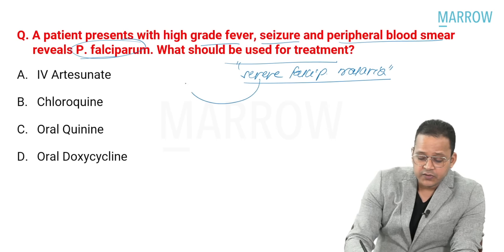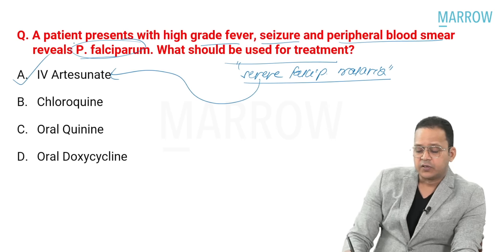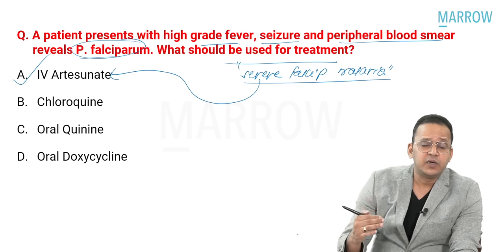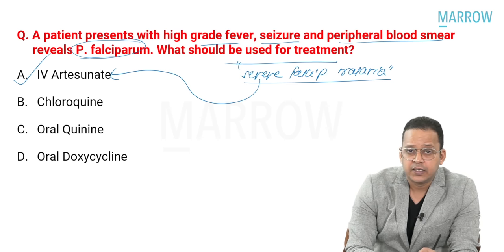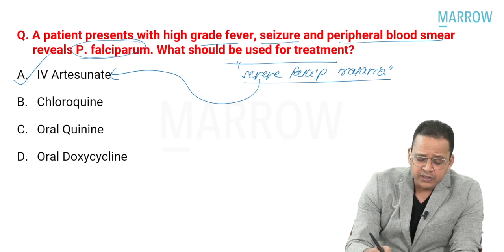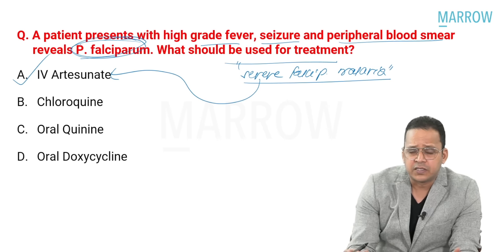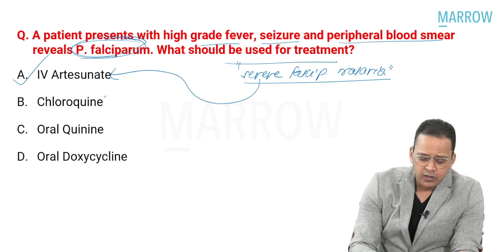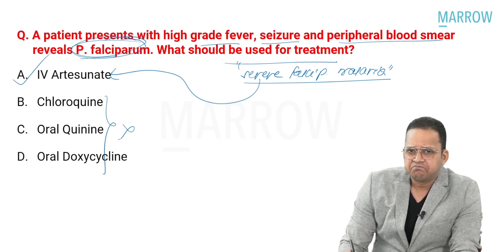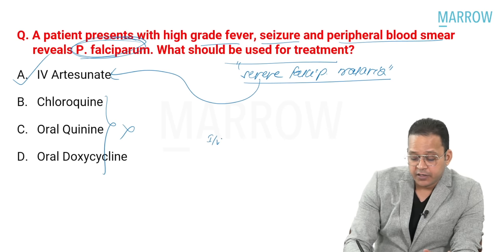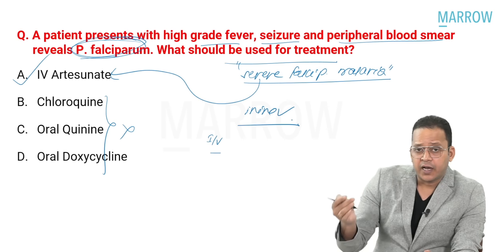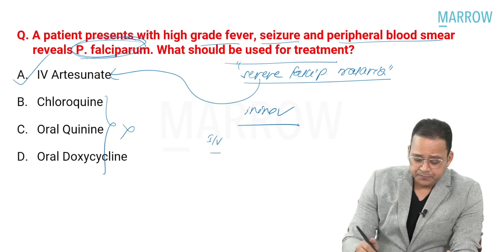And what is the drug of choice? IV artesunate is the drug of choice. I have to give continuous infusion of IV artesunate for 48 hours, 2 days. Then I can continue the normal regimen that I use for Plasmodium falciparum, that is ACT. All others are oral drugs, no use. Though I can also use IV quinine. If IV artesunate was not in the options, I could have gone for IV quinine as an answer, right?